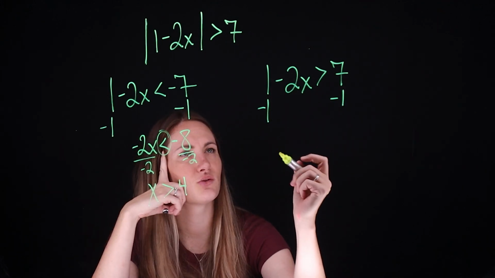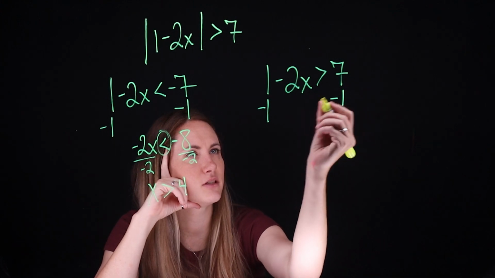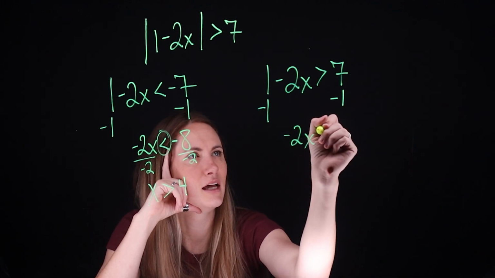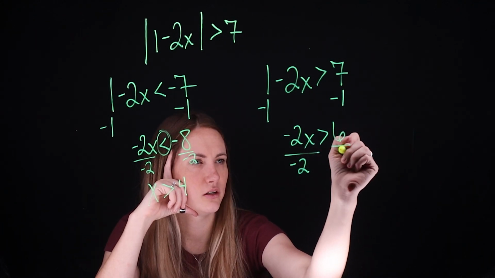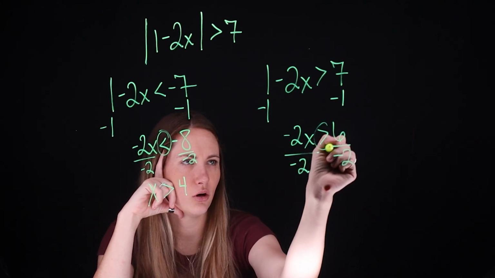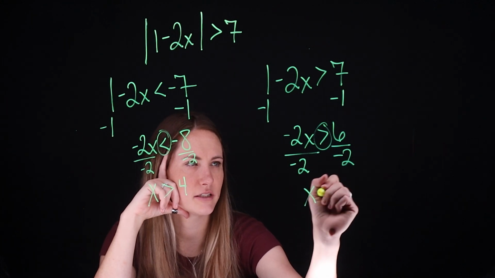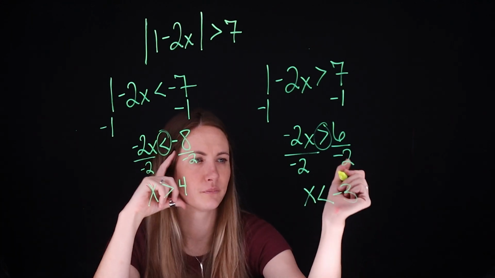Okay, go ahead and solve this one. So 1 subtract 1 is 0. 7 subtract 1 is 6. Divide by our negative 2. We are dividing by a negative in an inequality. So we're going to change our sign to be less than negative 3.